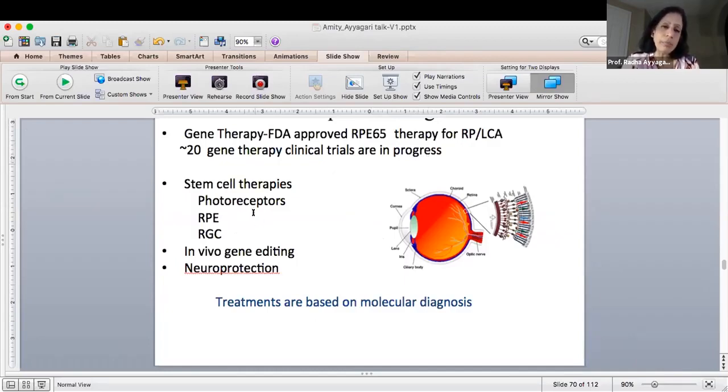There are also some stem cell therapies. We are actually transplanting stem cells into mouse models at this point, which I'm not going to talk about in the interest of time. And similarly, gene editing is very easy to deliver into the eye, so that's again a very common approach being tested. There is a human clinical trial underway in my own institute. And there are also neuroprotective drugs that can be delivered to preserve the retina.